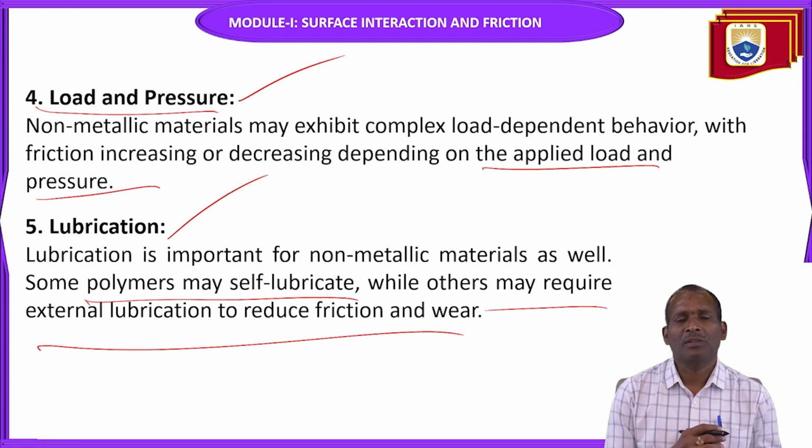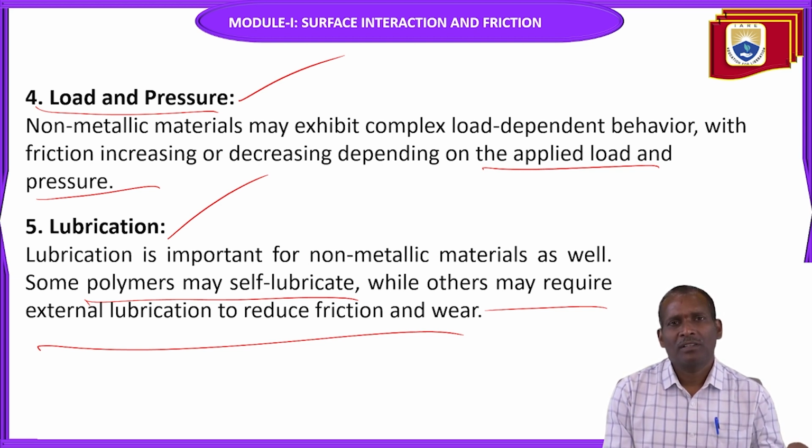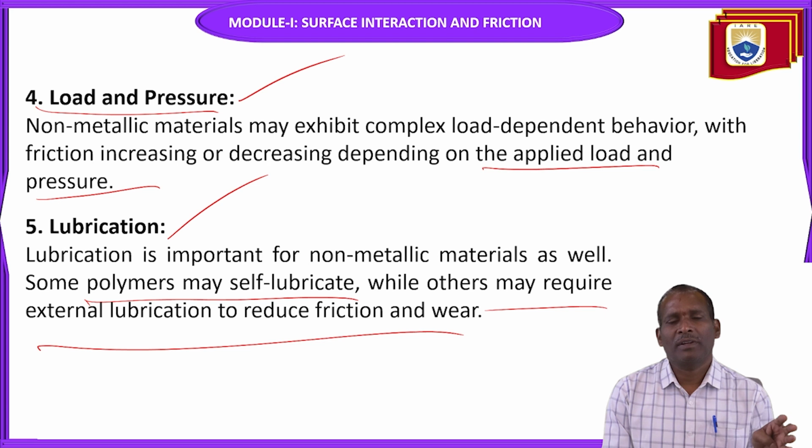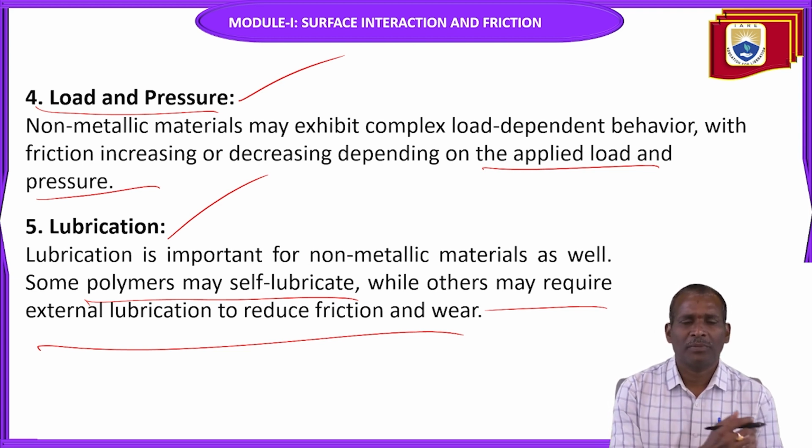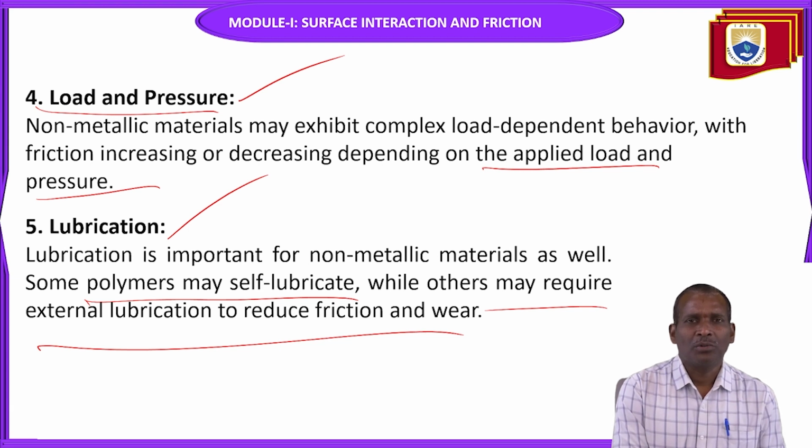For example, the engine piston. It always moves from top dead center to bottom dead center in the cylinder, so it requires lubrication. Why? Because here two surfaces are in contact: the piston material and the cylinder material. Whenever you supply external lubrication, the lubrication will be present between these two contact surfaces. It reduces the friction between these two components, and wear also.